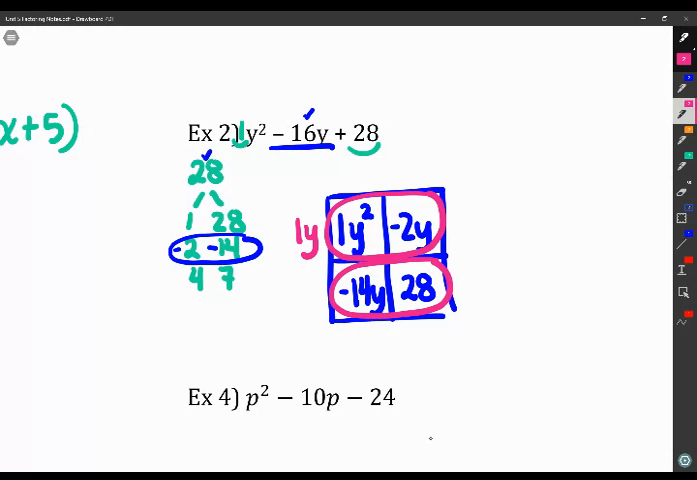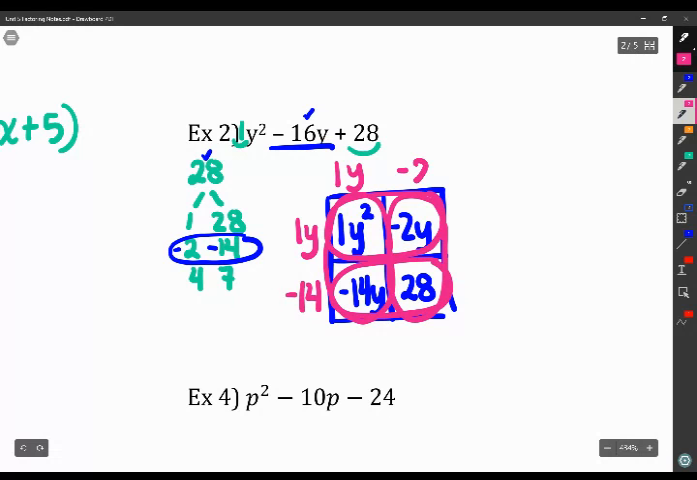So does negative 14 divide into 28 evenly? And it does, so we write it down. We do y squared and negative 14y, which is a y. And then negative 2y and 28. So negative 2 is your smaller number again. Does it divide into 28 evenly? It does, so we write it down.